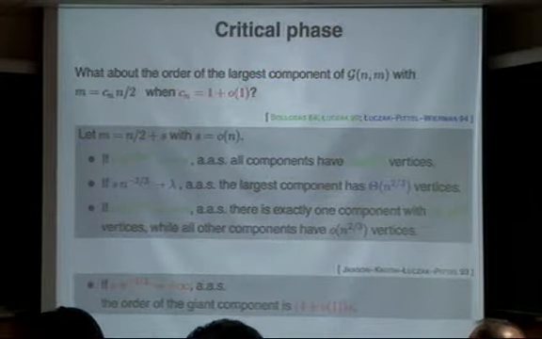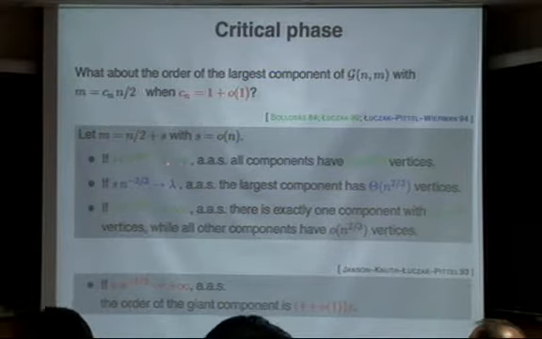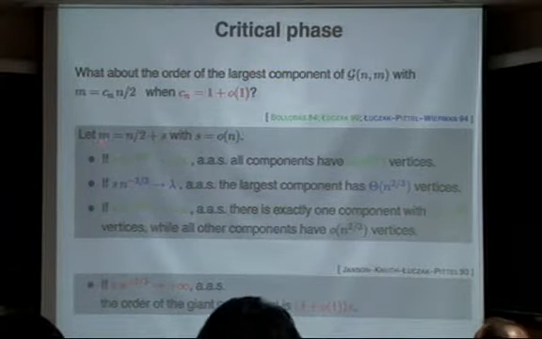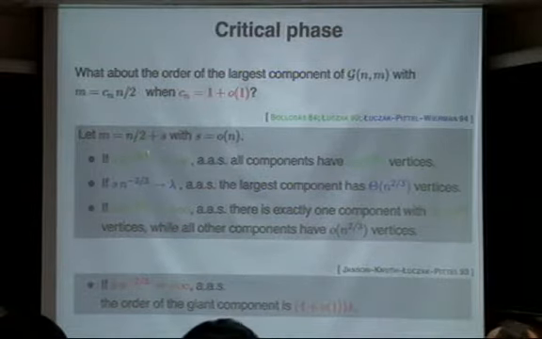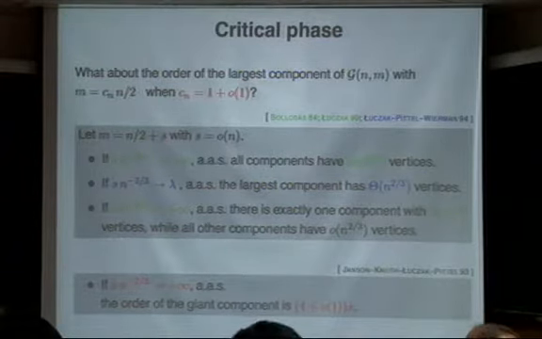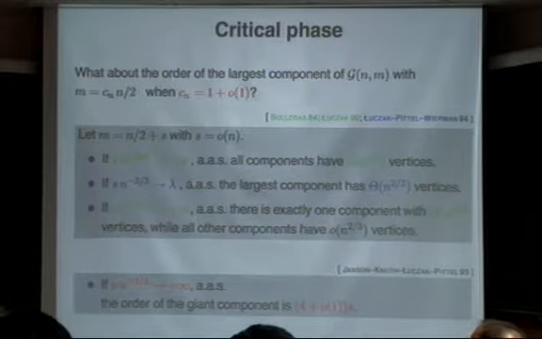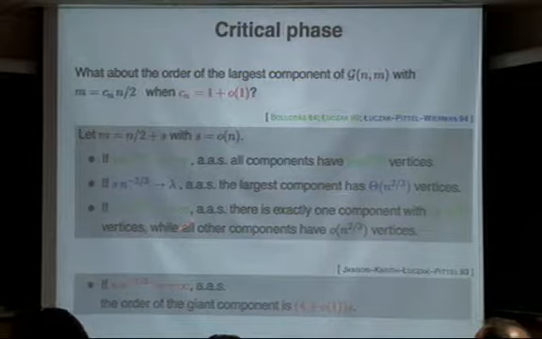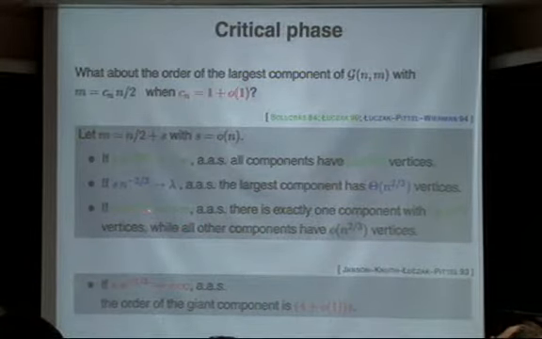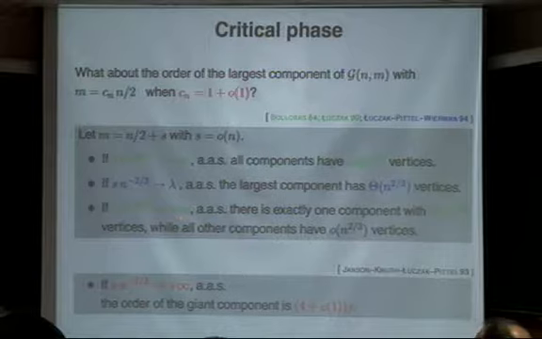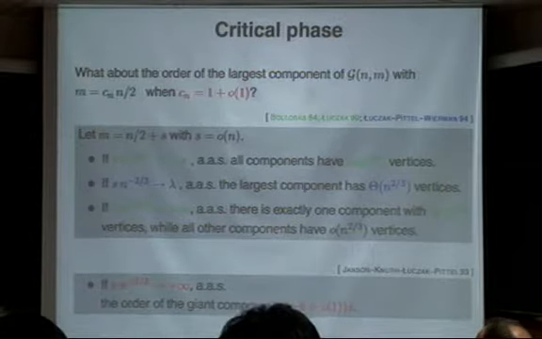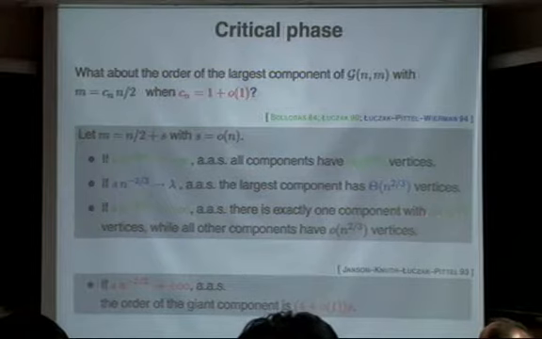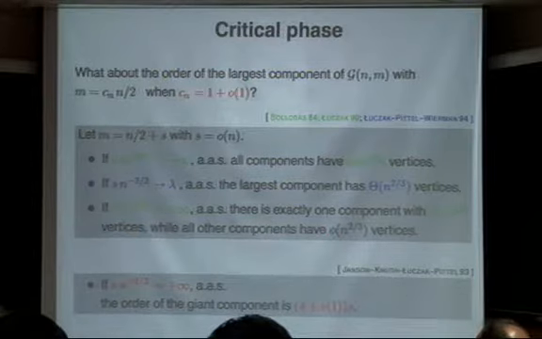So if s times n to the minus 2/3 tends to negative infinity, in other words, the number of edges is for example like n over 2 minus log n times n to the 2/3, then asymptotically almost surely, with high probability, all the components have much fewer than n to the 2/3 vertices. On the other hand, if s times n to the minus 2/3 tends to positive infinity, then asymptotically almost surely there is exactly one component with much more than n to the 2/3 vertices, while every other component is rather small.